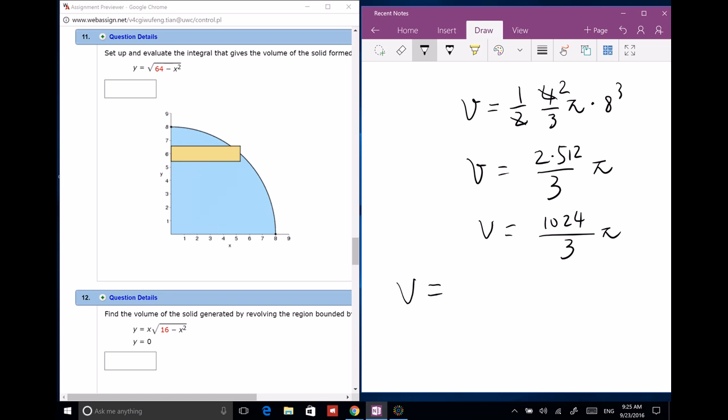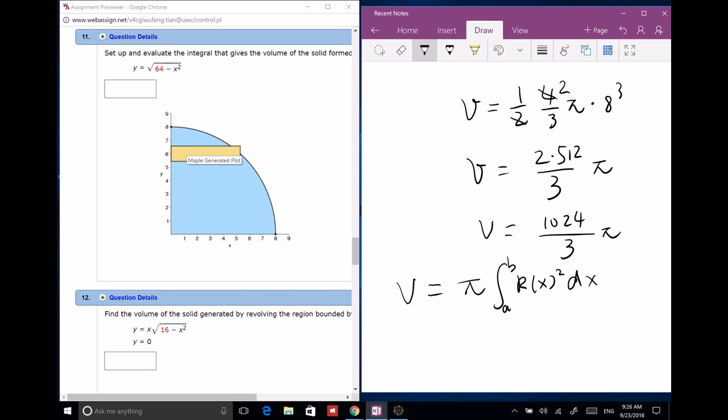Anyone? I would ask a student, which method? Disk method, very good. Disk method is pi, integral from a to b of r of x squared dx. Then r is the yellow region here.